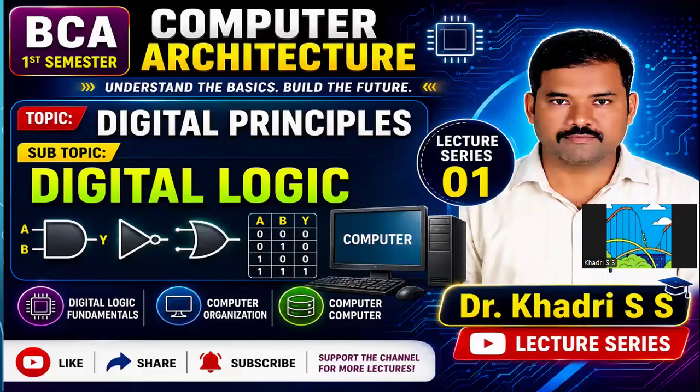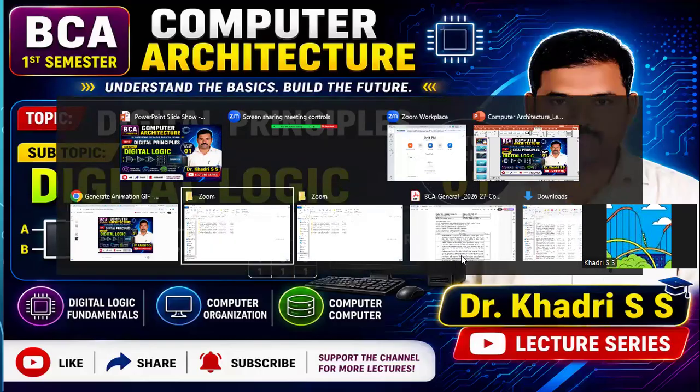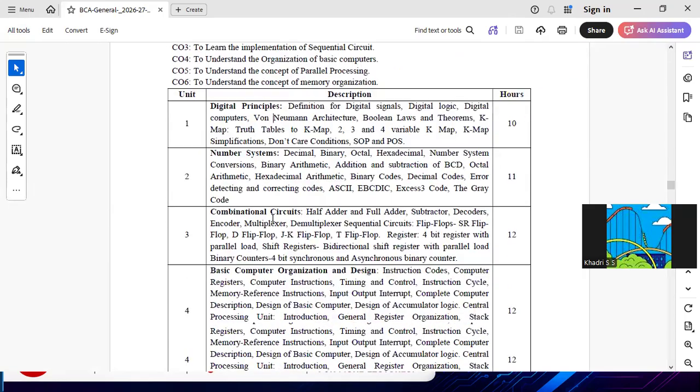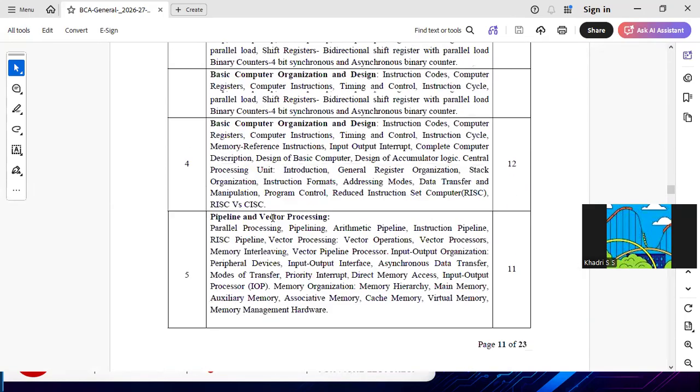Let us see what exactly we need to study in computer architecture. Let us see the syllabus. What are the topics we need to cover? You can see on the screen we have Computer Architecture, with course code 26 BCA 1-2. In this we have 5 units.